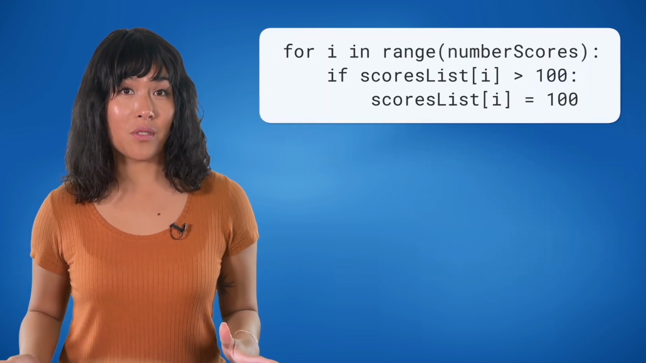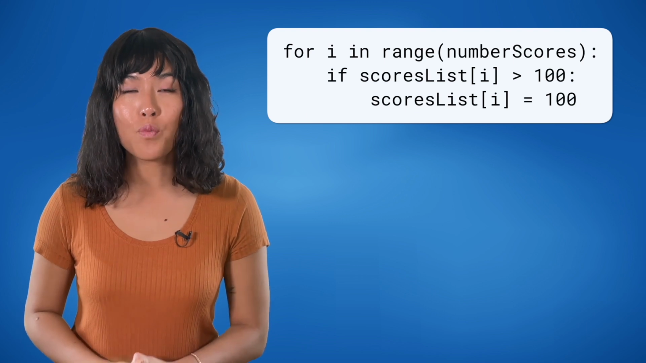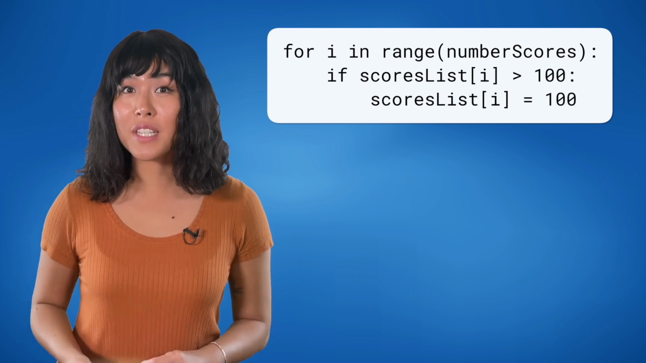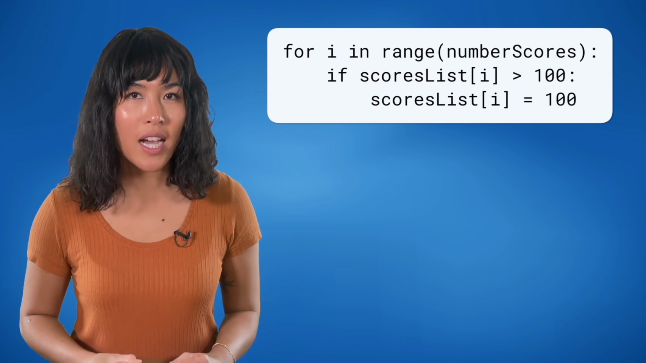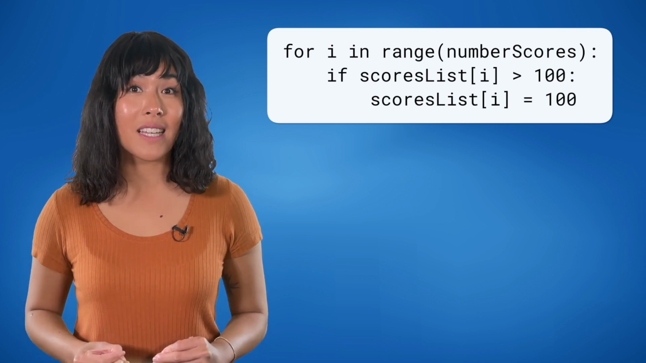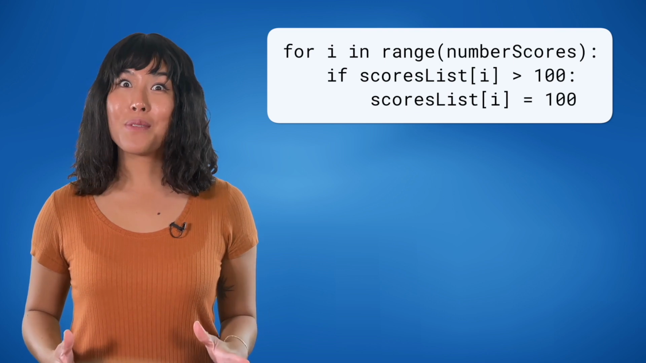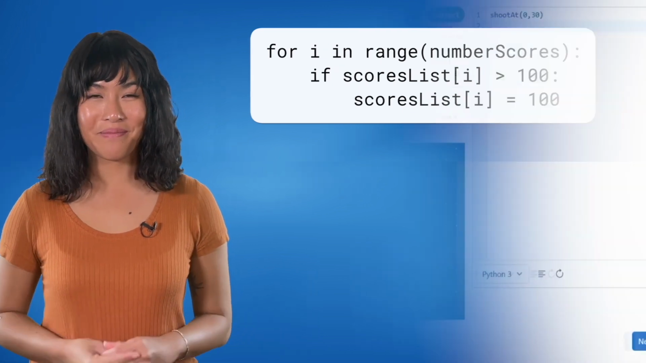So for this exercise, we want to start with the same loop we used last time, but within the for loop, we use an if statement to check if the current item we are looking at in scores list is greater than 100. If it is, we set that item to 100.